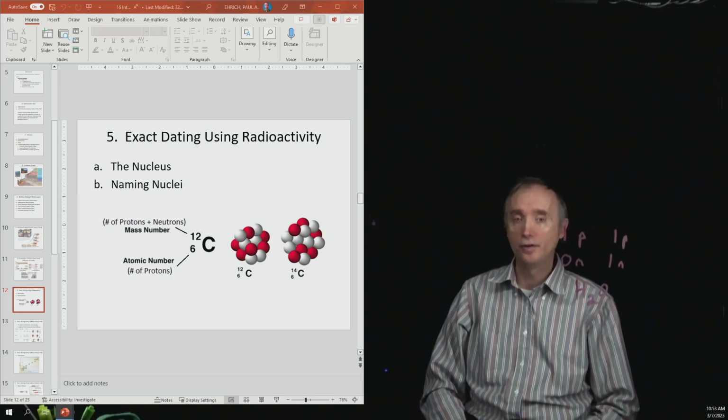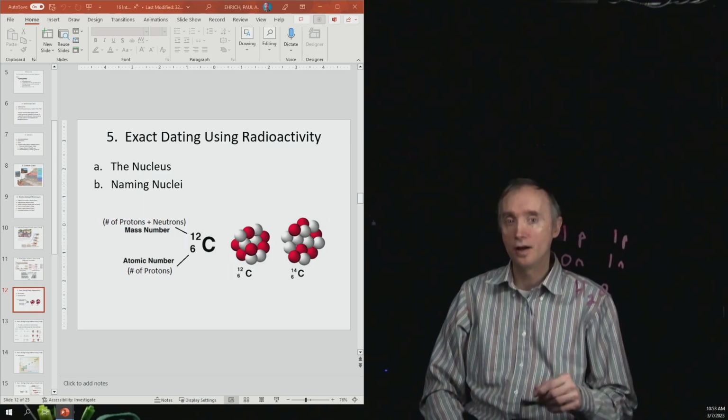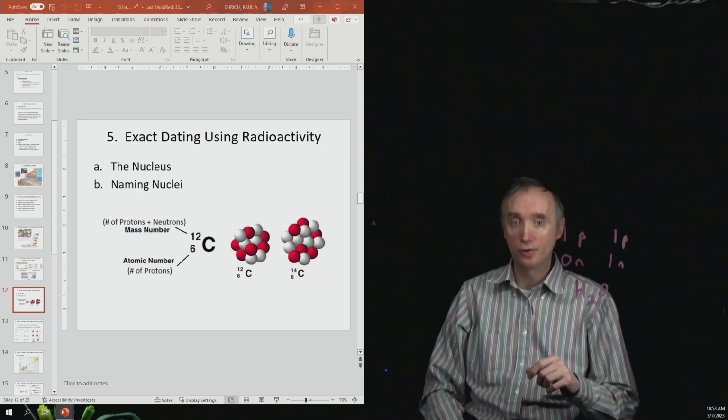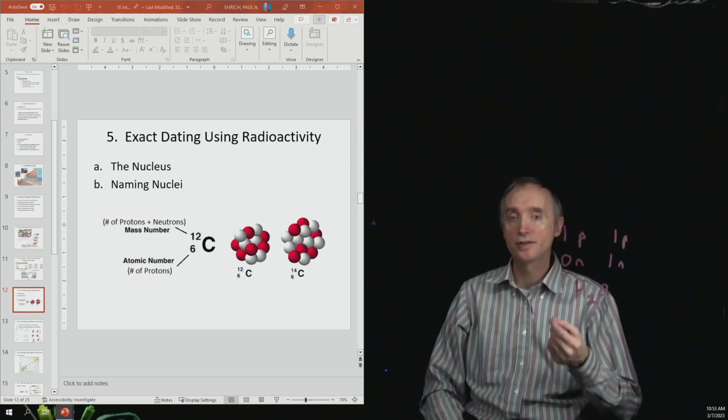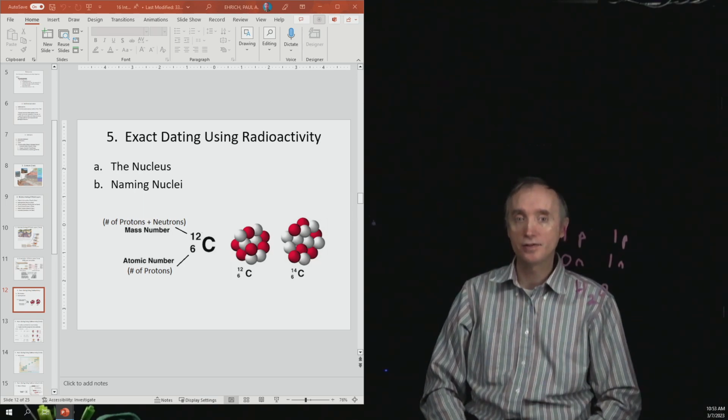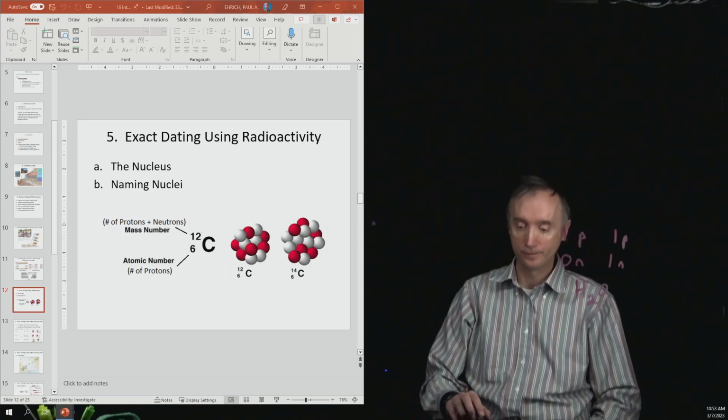Then up above it, you're going to write down the mass number, which is the number of protons, which is 6, plus the number of neutrons in that particular isotope. For example, carbon 12 means it's going to have 6 protons and 6 neutrons. So 6 plus 6 makes 12. Those are 2 different isotopes of carbon.